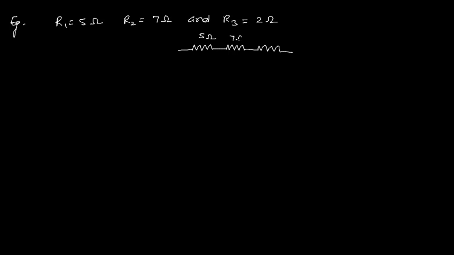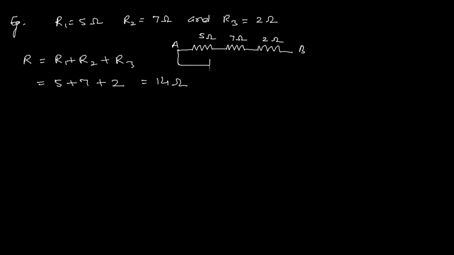Let's try to solve a question by taking an example. R1 is equal to 5 ohm, R2 is equal to 7 ohm, and R3 is equal to 2 ohm. All these resistances are connected in series. First resistance is 5 ohm, second is 7 ohm, and third is 2 ohm, between two ends A and B. Then R is equal to R1 plus R2 plus R3. Putting in all these values, 5 plus 7 plus 2, that is equal to 14 ohm.